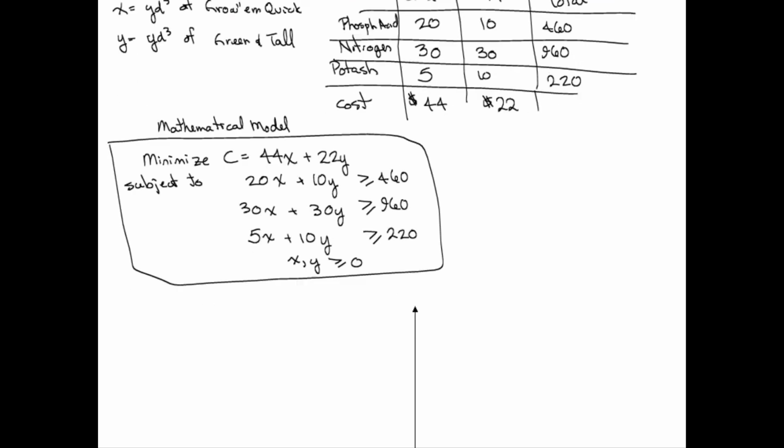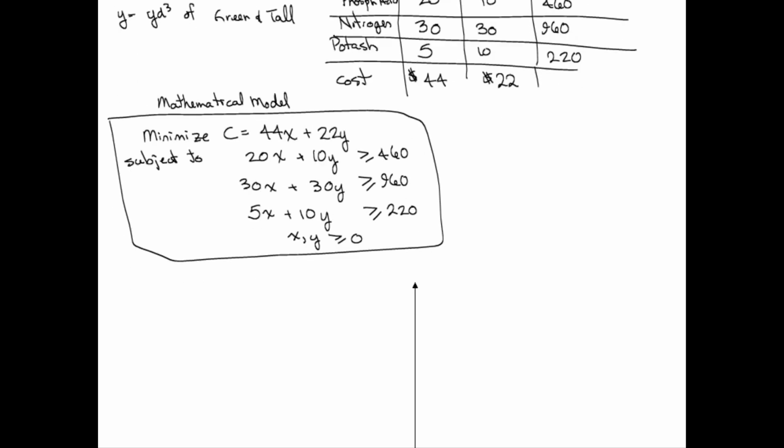Okay, now we need to graph our lines and find our feasible region. So first, if we look at this line, let's find the x and the y intercepts. If I put in 0 for x, I get 46 for y. If I put in 0 for y, I'm going to get 460 divided by 20, covering this up. 460 divided by 20 will be 23. So we have 23, 0 here.